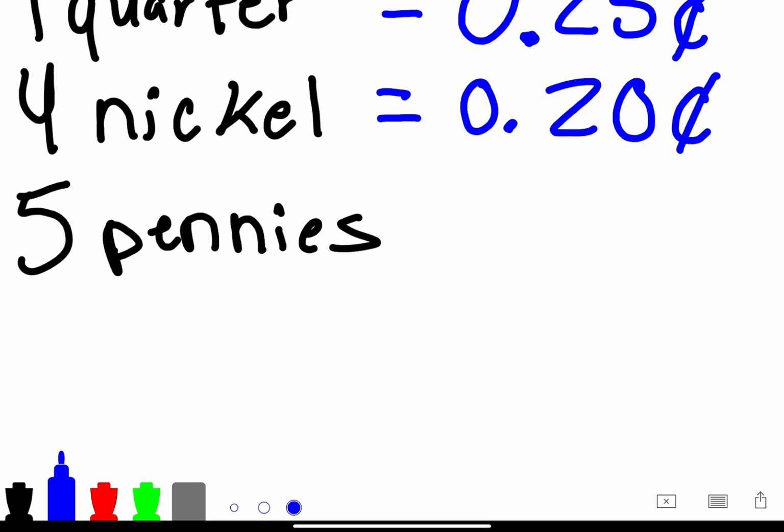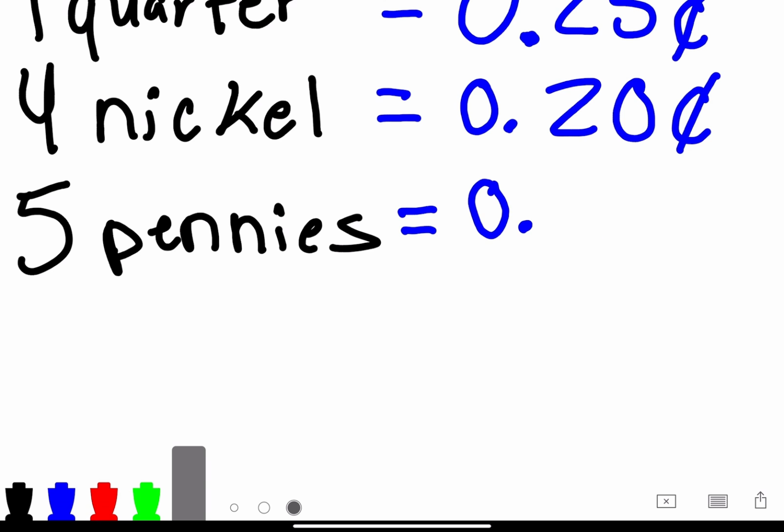Okay, and then for pennies, how much is 1 penny worth? It's 1 cent, and since we have 5 of them, if we added 1 five times, we would get 1, 2, 3, 4, 5. Okay, so I'm going to put my 0 because since we have change that's less than $1, if we had $1 that was 100 cents or more, we would put a 1 here. But in this case, since we have less than 100, we'll put 0.